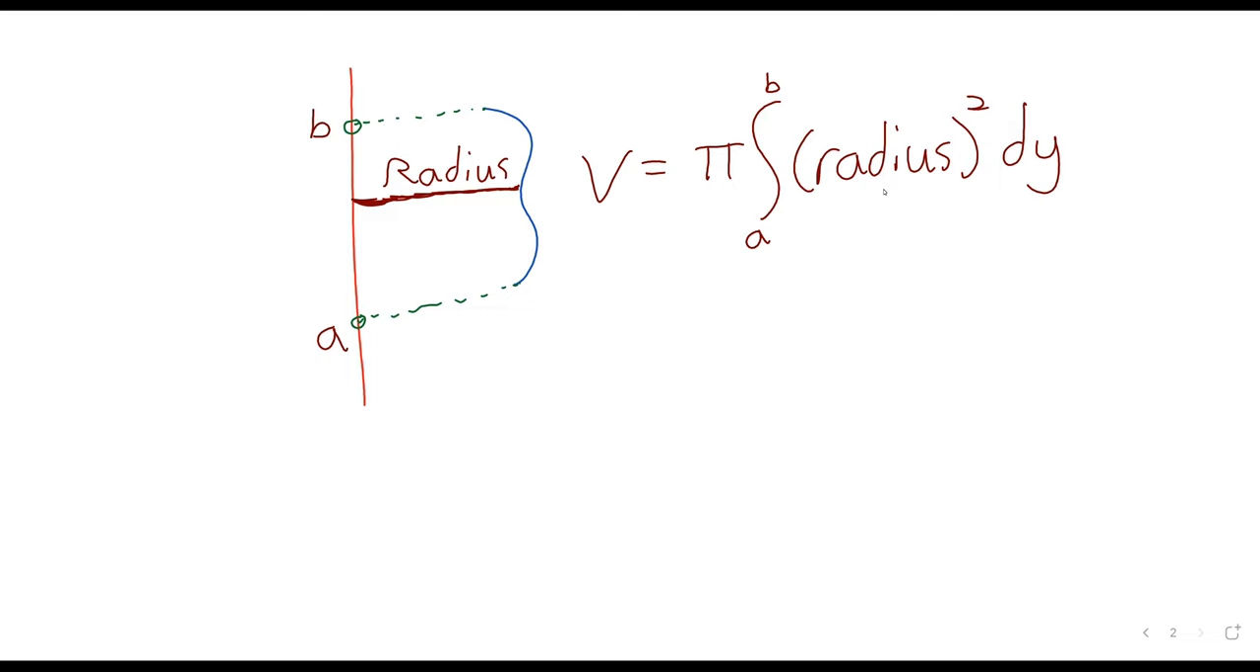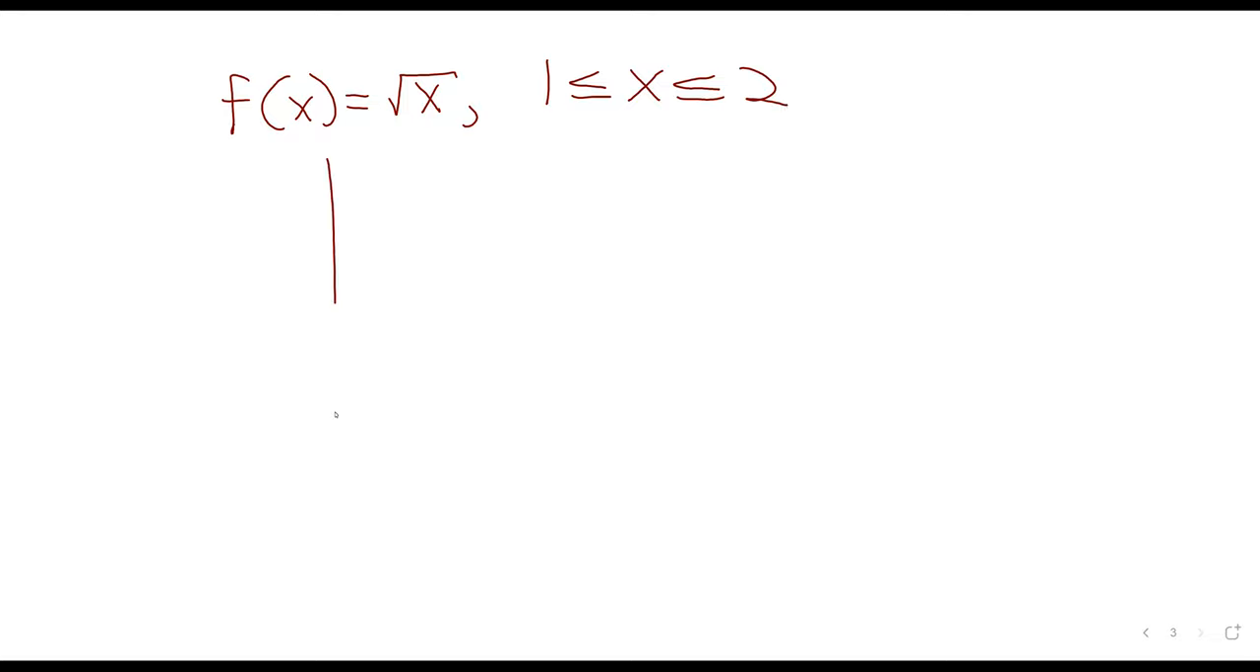So let's do an example of this. Does everybody have that copied? Let's do an example of this. Let f of x be the square root of x between 1 and 2. So this curve, something like this. Here's x equals 1. Here's x equals 2.